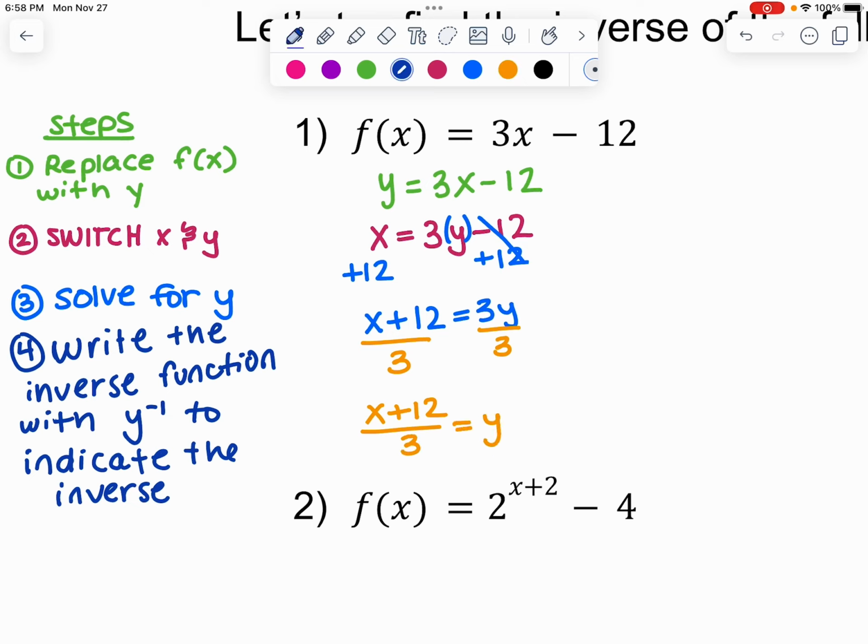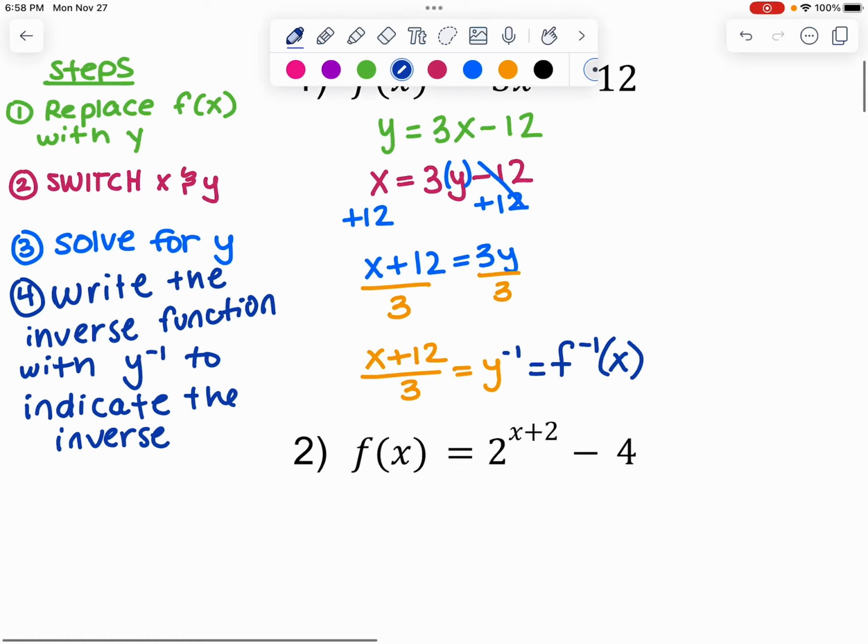Now the last step, we're just going to add this little -1. It looks like an exponent on the y. It's really a superscript. And so what that means is just that this function is the inverse of the function we started with. Sometimes you could also see that as f -1 of x. Also, again, that means inverse just with using f of x instead of y.